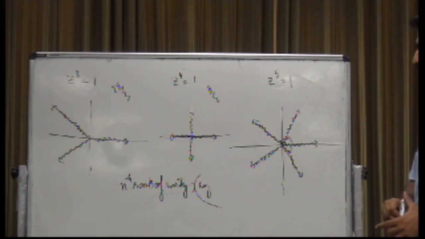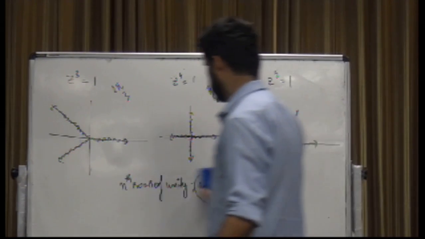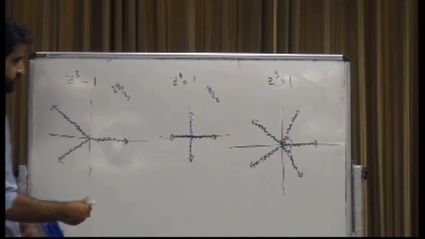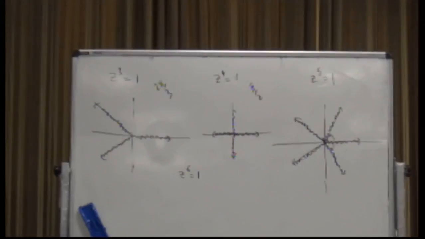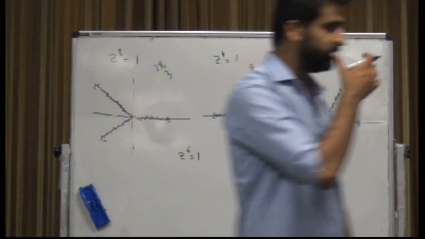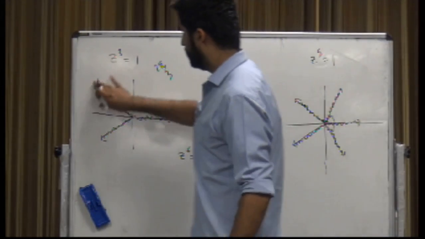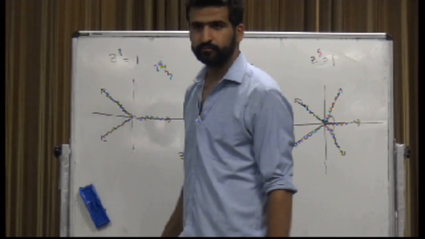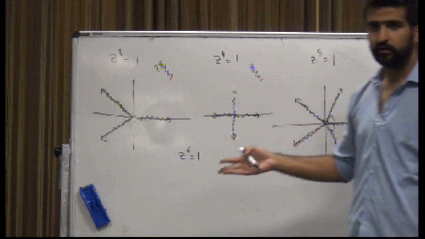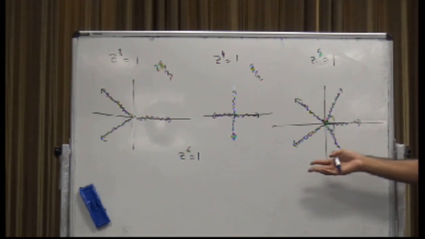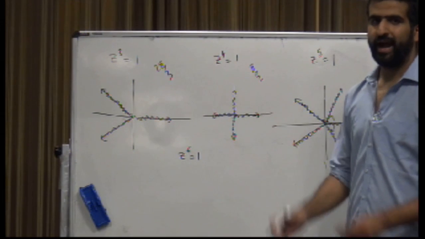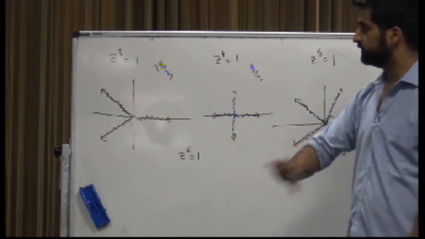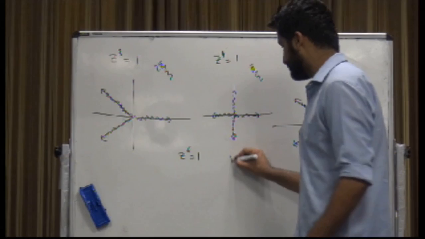Can you make z to the power 6 is equal to 1? Make it. 60, 60. So they will form a hexagon. The first one forms an equilateral triangle, second one a square, third a pentagon, fourth a hexagon, and all of these are regular polygons. So the sides and the angles are all the same.